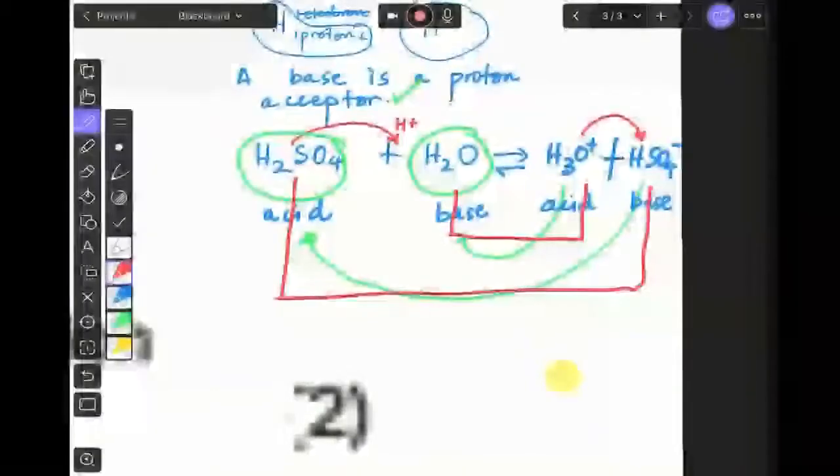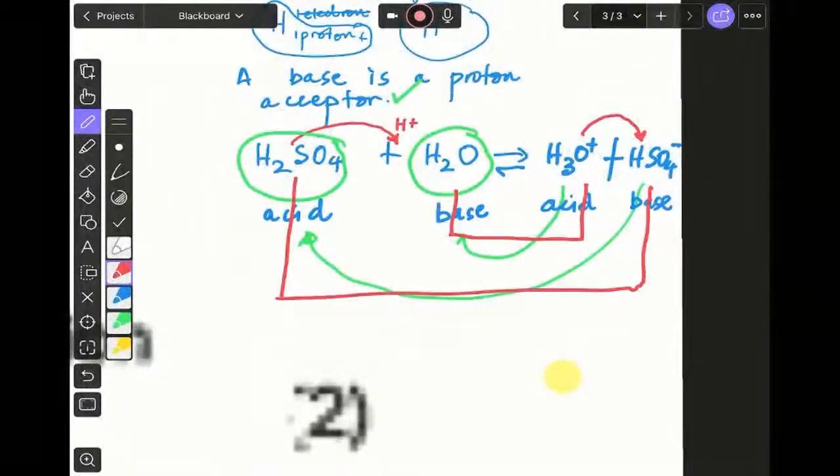Notice the substance formed when an acid donates a proton is called a conjugate base, and the substance formed when a base accepts a proton is called a conjugate acid.